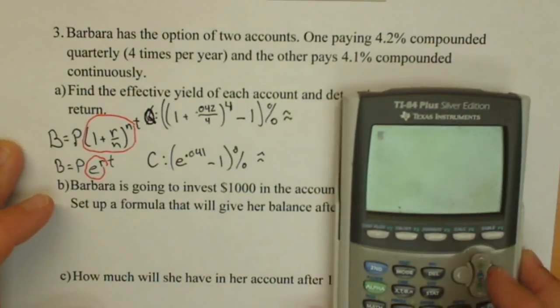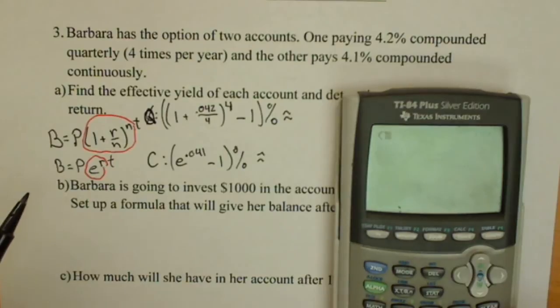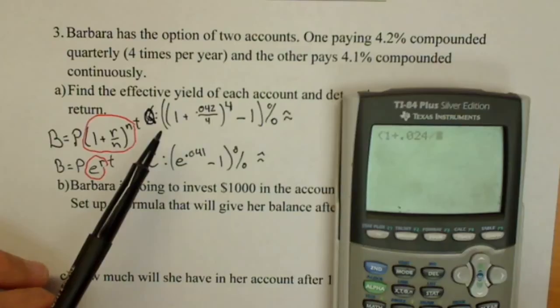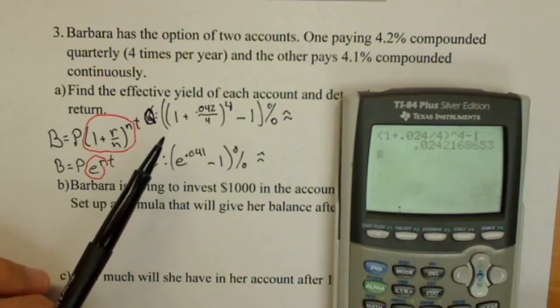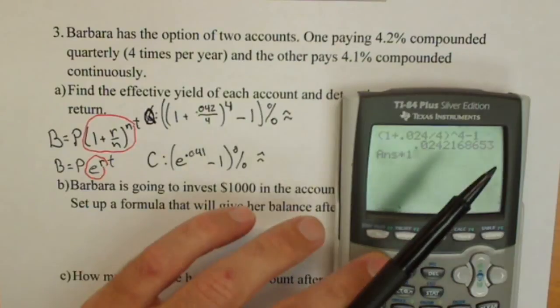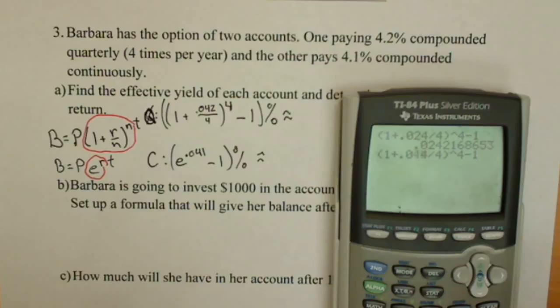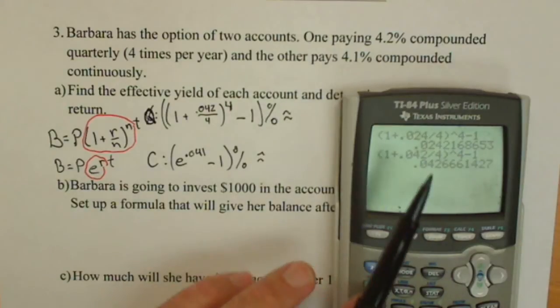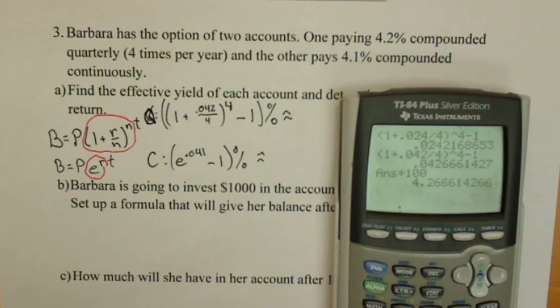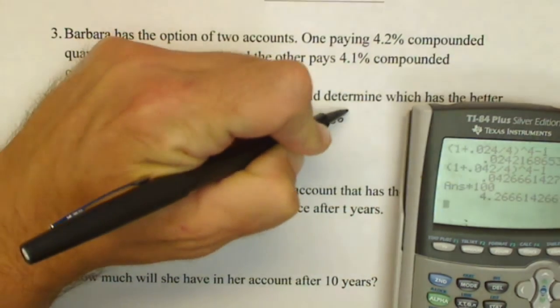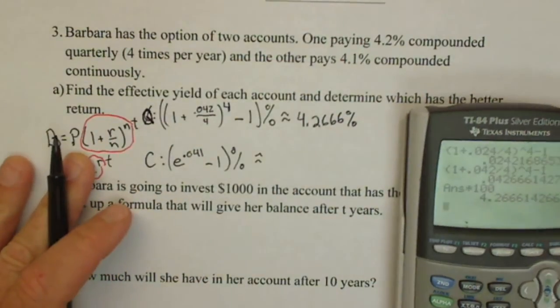So let's compute each of these and see which one is better. We'll just bring in our calculator here, and we can do this all at once. So 1 plus 0.042 divided by 4, to the fourth, minus 1, times 1. Oops, I typed that in wrong and I apologize. That should be 0.042. Got that backwards. Okay. And then we multiply that by 100 to turn it into a percent. And this is right about 4.266. Let's keep an extra decimal place because we don't know how close these two are going to be.